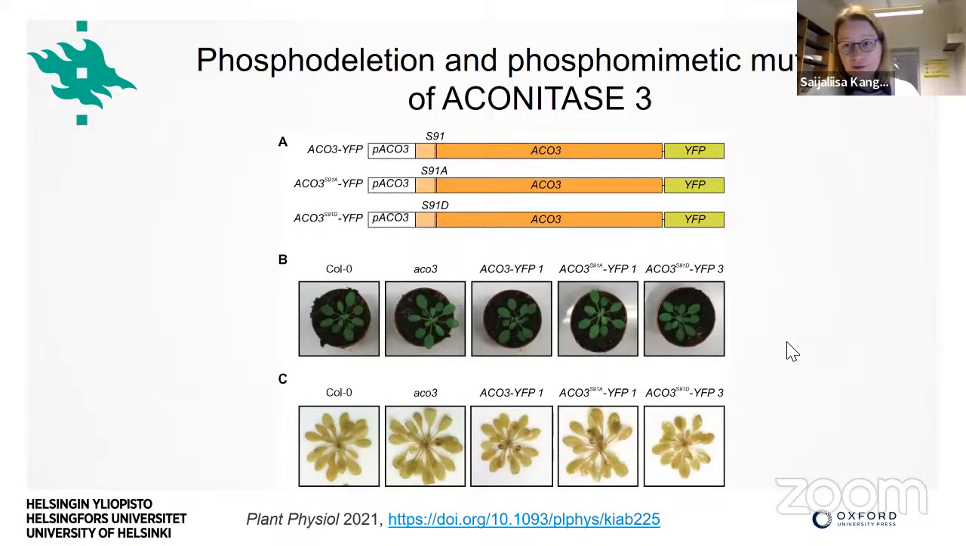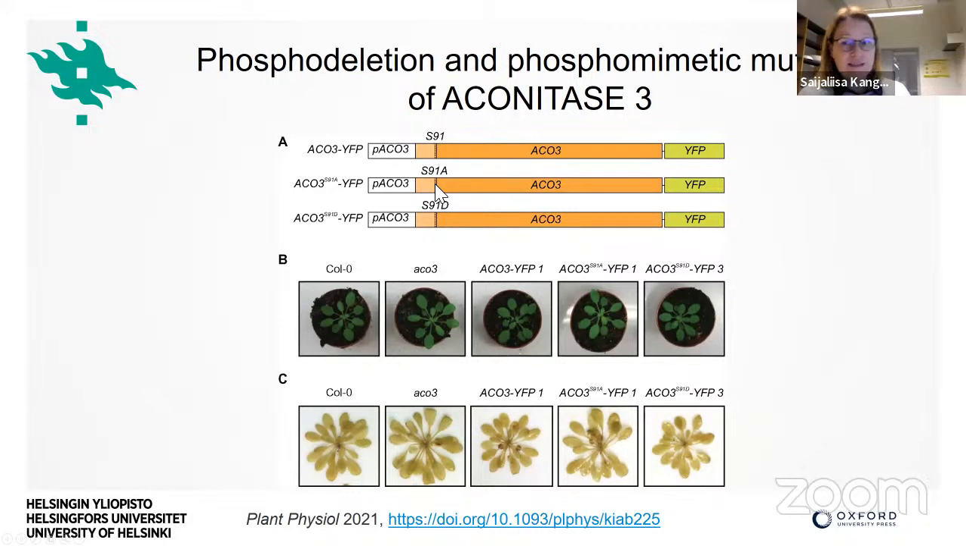And so to look at it in a bit more detail, we generated another set of Arabidopsis aconitase mutants, where we placed the mutated versions of the aconitase enzyme after the aconitase gene promoter. So it was carrying its own gene promoter, and then there was a wild type version which had the normal serine 91 in this position.